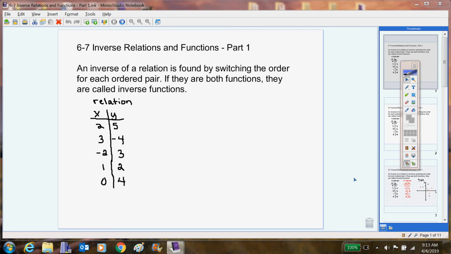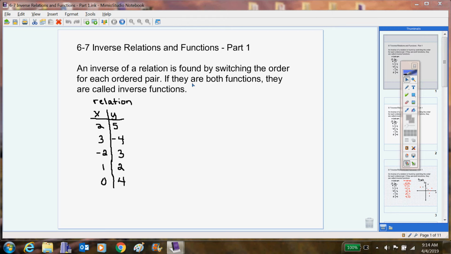Today, inverse. You know the word inverse from inverse operations, right? What's an inverse operation? Anybody remember? Kind of like the opposite. So adding undoes subtracting, multiplying undoes dividing. So we have that word that you're familiar with, but we need to apply it in a new context for inverse relations. And inverse relations are found by switching the x and the y value.